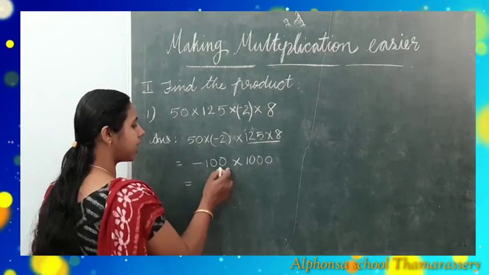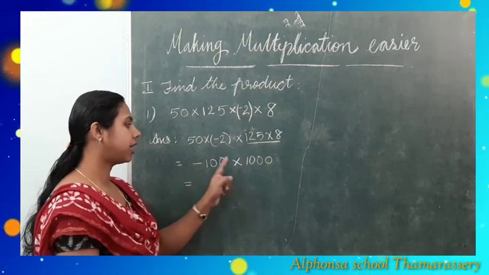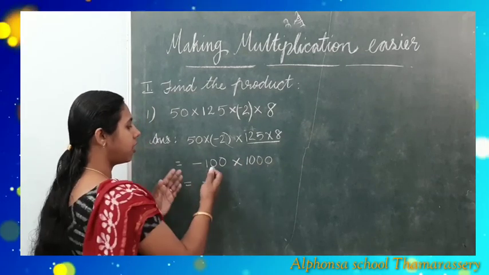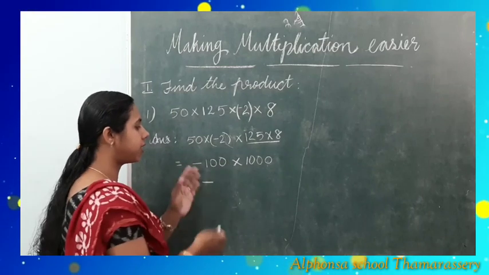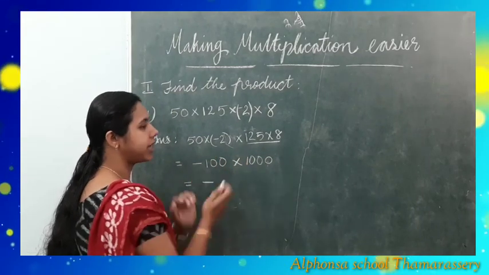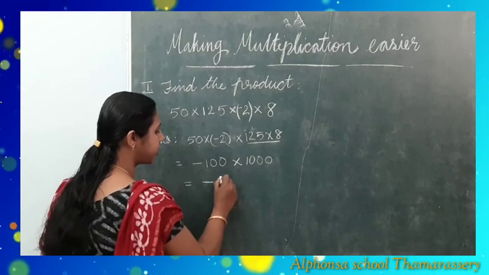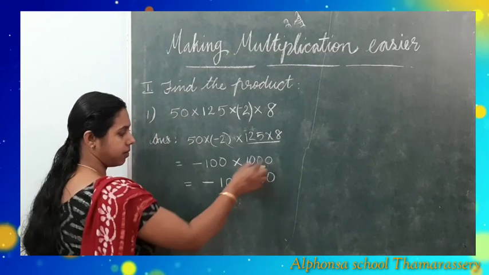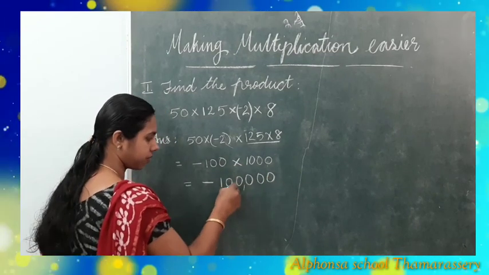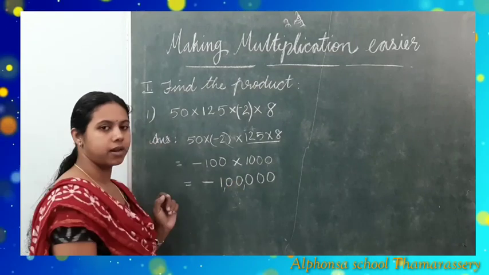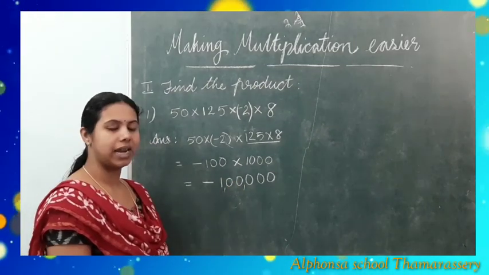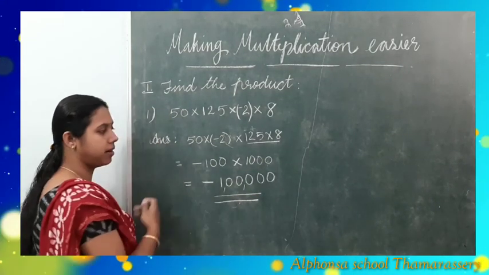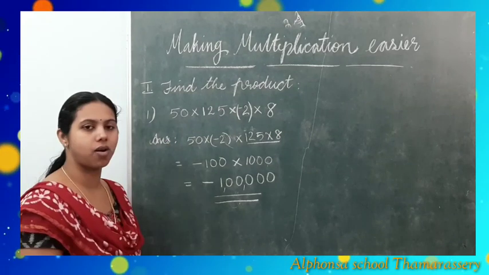So minus 100 into 1000. Negative into positive is negative. 100 into 1000: if you multiply with 100 or 10, whatever it is, we put the number of zeros on the right side of the number. So 1000 into 100, how many zeros? 3 plus 2, 5 zeros. So what is the answer? Minus 1 lakh. Very easily we find the multiplication of these numbers when you rearrange the order.